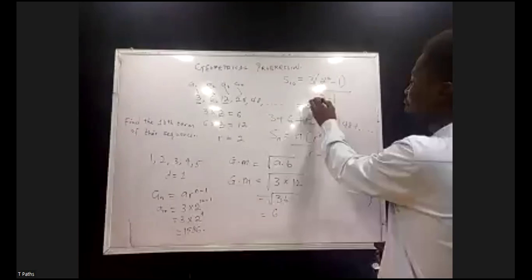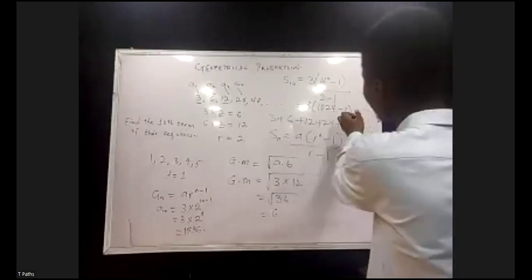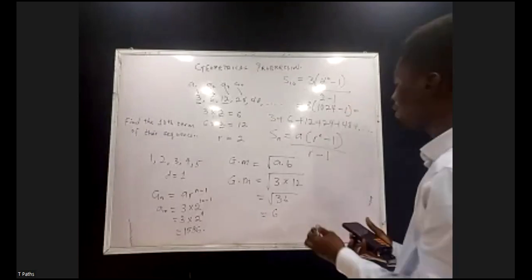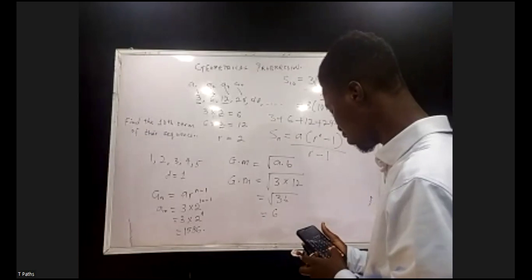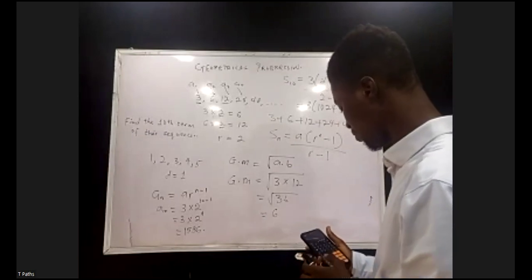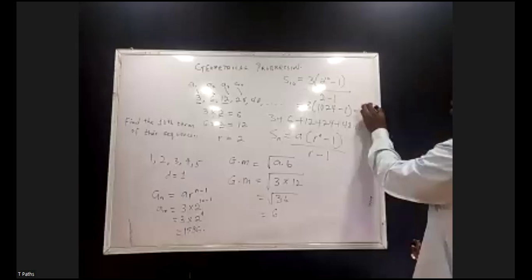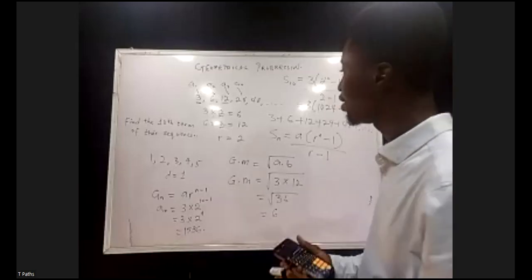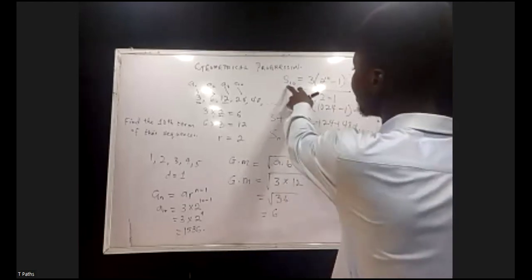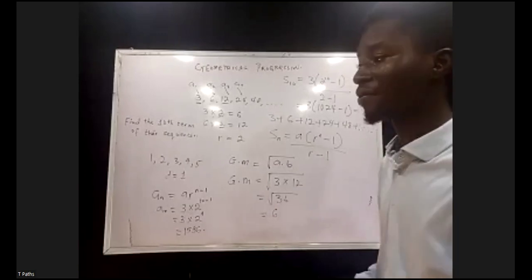All over 1. And we all know the denominator is 1. So we have 3 multiplied by 1,023. So I have my answer to be 3,069. So this is simply the sum of the 10th term of this series.